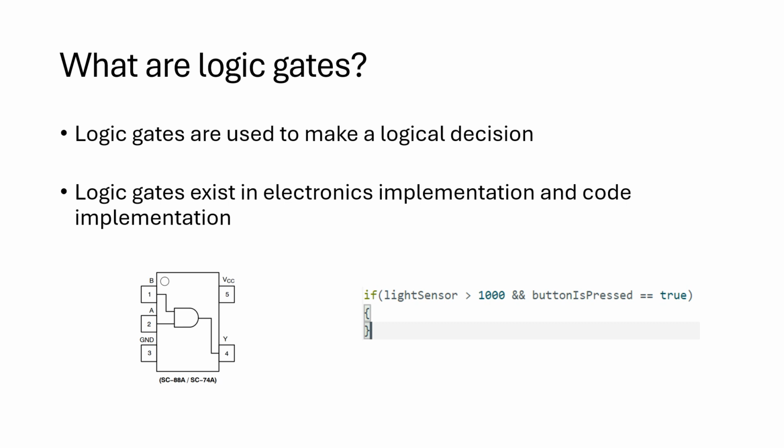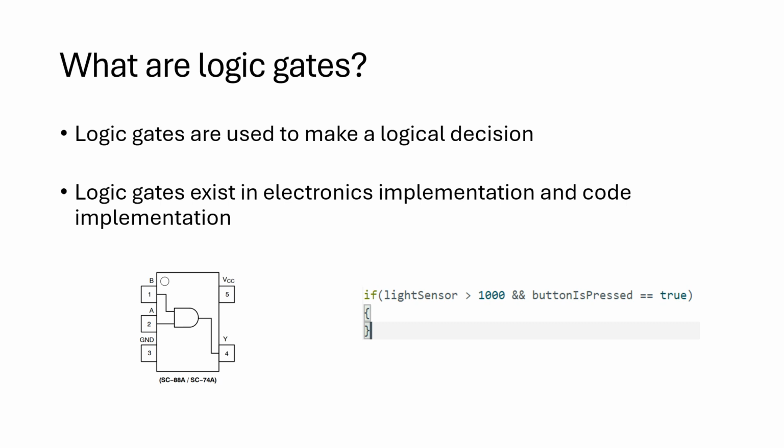Now logic gates are typically used either in a circuit itself or in the code to make a logical decision. Now we've done basic stuff in the form of if questions, okay, but we can now combine those if questions so we can have two questions together and we can use what we call a logic gate to make a decision. This will make more sense as we go into the individual gates themselves, okay?